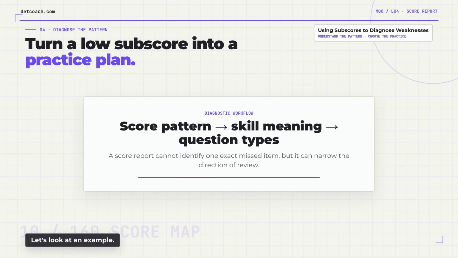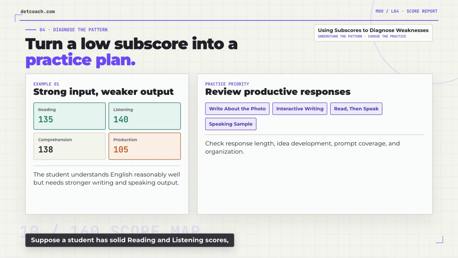Let's look at an example. Suppose a student has solid reading and listening scores, but a slightly lower overall score. Their comprehension score may still be strong because it combines reading and listening. However, a low production score would suggest that the student understands English reasonably well but needs to improve their productive skills. In that case, the student should focus on writing and speaking questions.